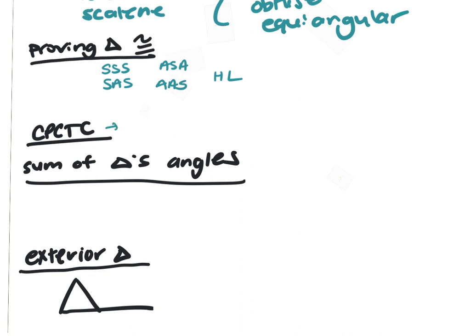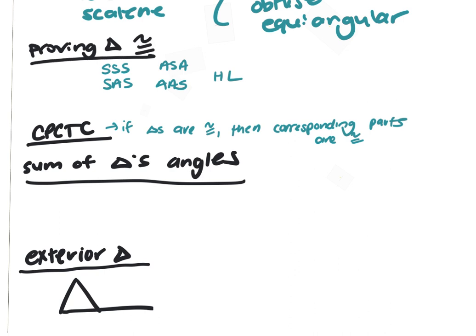CPCTC says if the triangles are congruent, then the corresponding parts are congruent. So if I am trying to prove that they're congruent and then I'm trying to get that one pair, like the 2 triangles are congruent, so then one pair of angles are congruent, that's CPCTC.